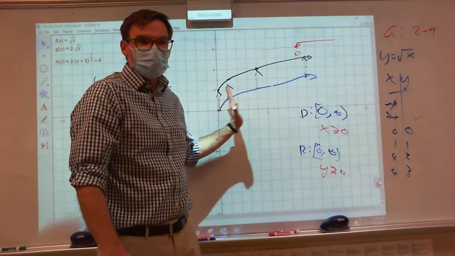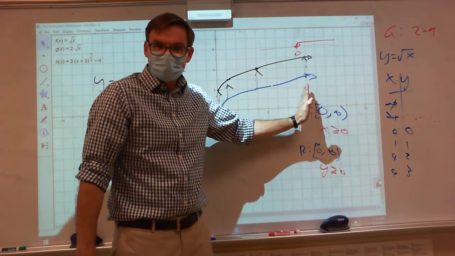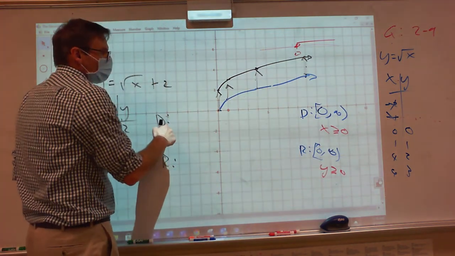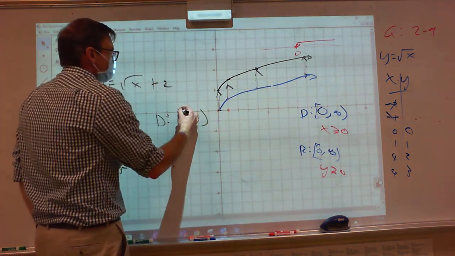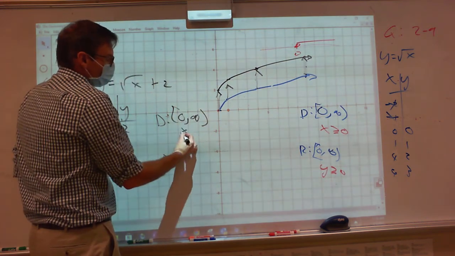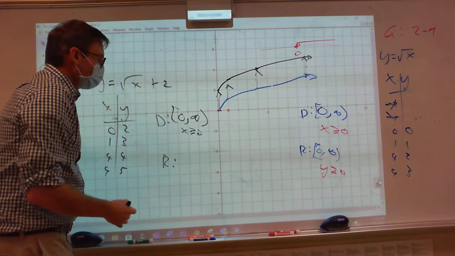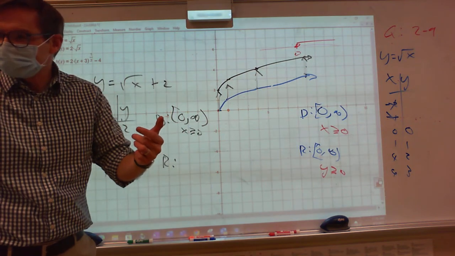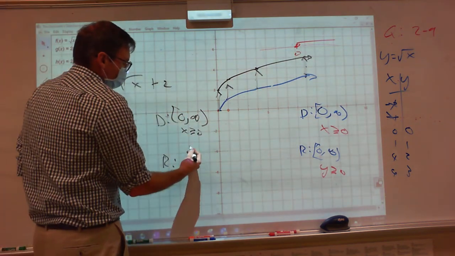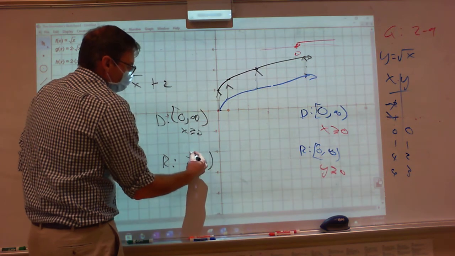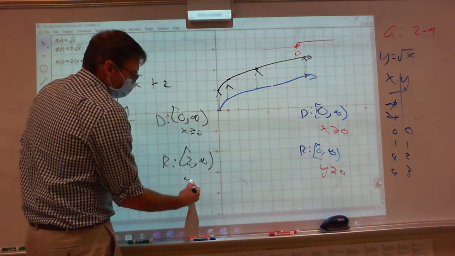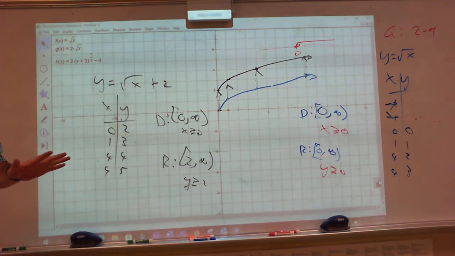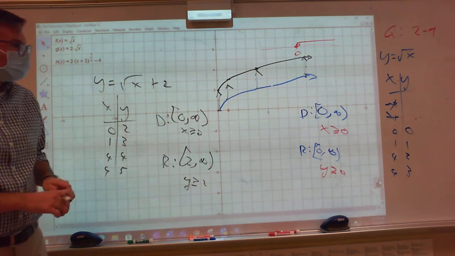Remember, domain is how much of the x-axis we use. So how much of the x-axis we use? All right, here our domain is 0 to infinity. But ALEKS is going to make me write it as x greater than or equal to 0. What's my range? 2. And now we get the 2. Does that make sense? So our range is going to be 2 to infinity, but ALEKS is going to want me to write y greater than or equal to 2. Does it make sense?